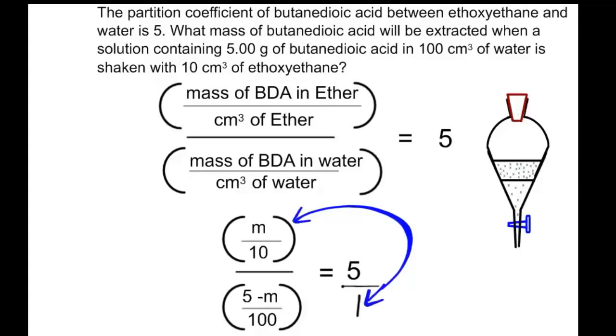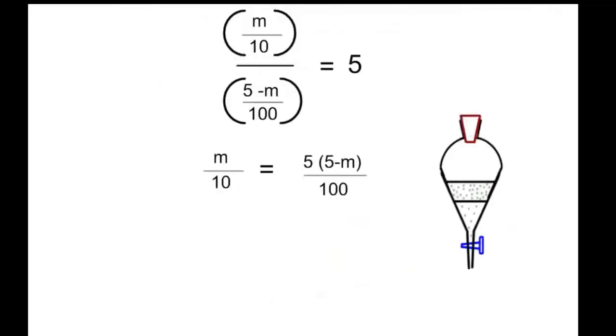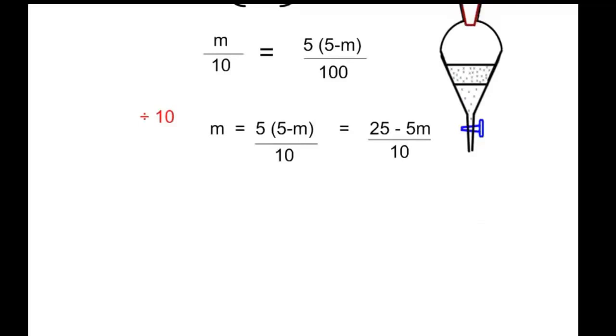And we cross multiply again. That times that in blue is equal to that times that in green. So it's m over 10 times 1 equals 5 times 5 minus m over 100. We can divide both sides of that expression by 10 to get rid of the 10 on the left. And that should leave us then with what? M on the left hand side and 5 into 5 minus m over 10 on the right hand side. So multiplying out the brackets, 25 minus 5m, and we can solve that then.